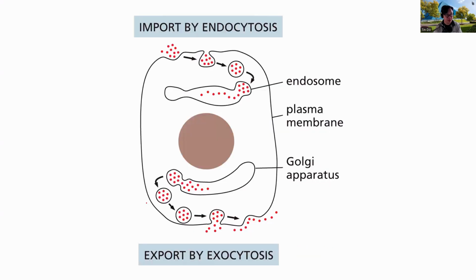Import by endocytosis, again, you're going to have endosomes, you're going to have plasma membrane, vesicle formation, micelle formation, etc. And you're going to be using a lot of the Golgi apparatus. Again, the Golgi apparatus is the mailing center, the packaging center that is going to transport things from one organelle, either to the cell membrane or to other organelles of the cell. Okay, and export using exocytosis.